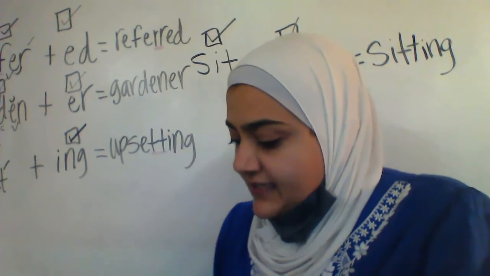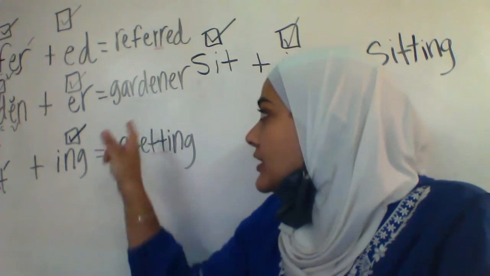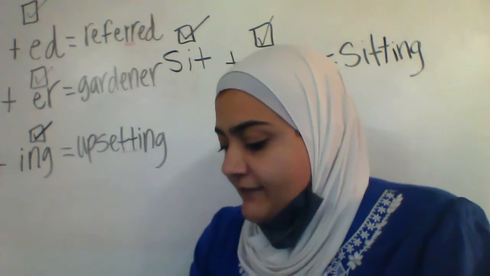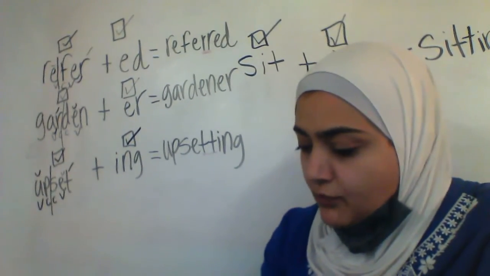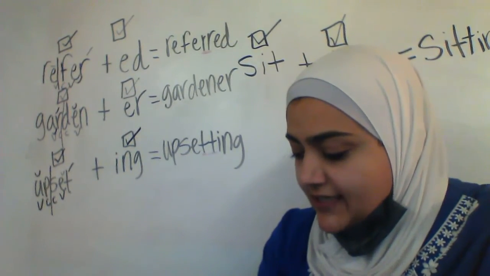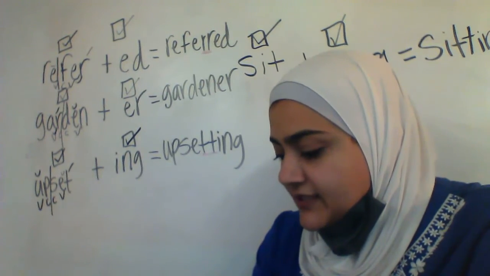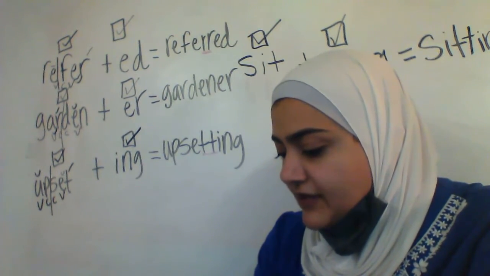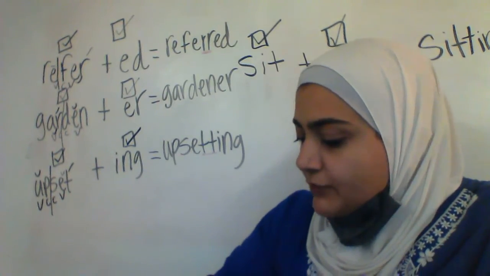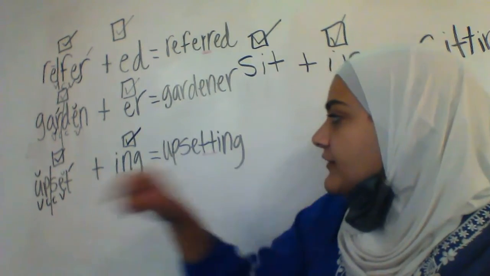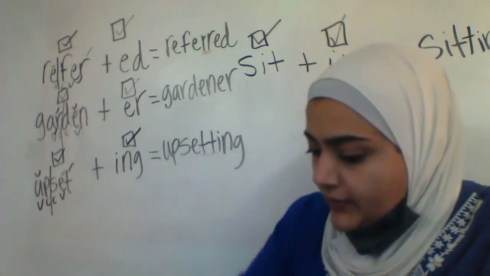Look at these words. Every example received 2 check marks, but one of the final consonants was not doubled, like in the word gardener. We must have a problem here. The final consonant in the word garden was not doubled, but the final consonant in the words refer and upset were. Let's look back at these words and see if we can find something we have in common. Let's look at refer and upset. What do refer and upset have in common?